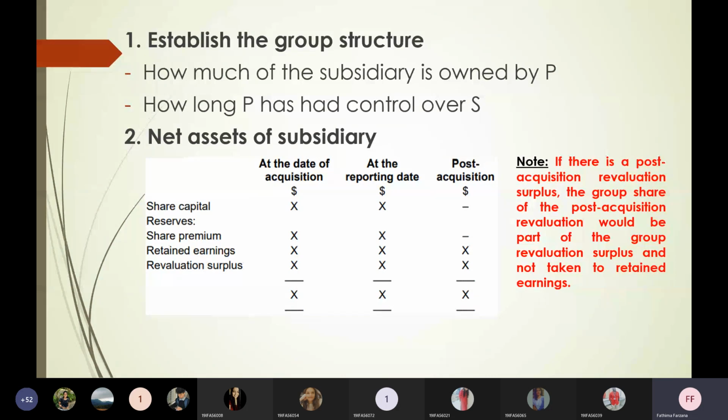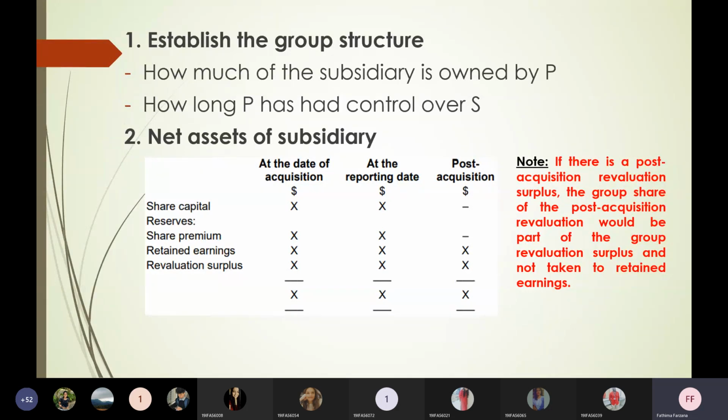So I must find the percentage held by the parent in the subsidiary, and the exact number of months it was held in the current year. That is very essential for the computation purpose. So this is the first step.